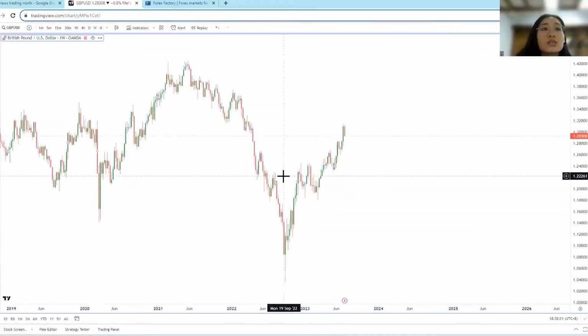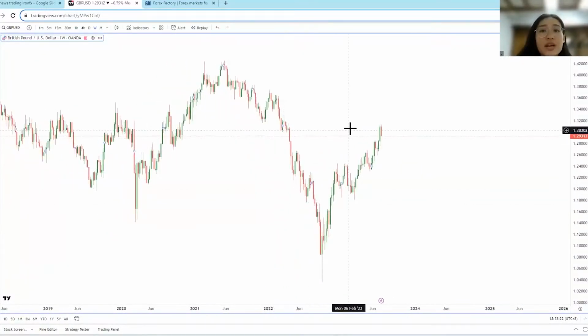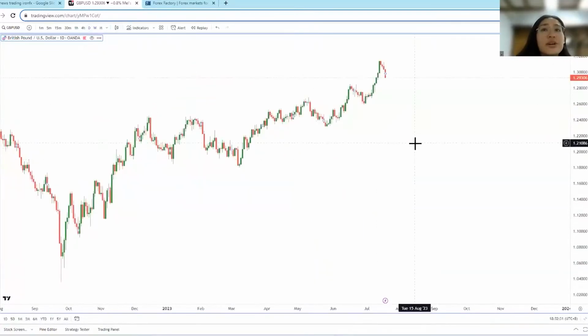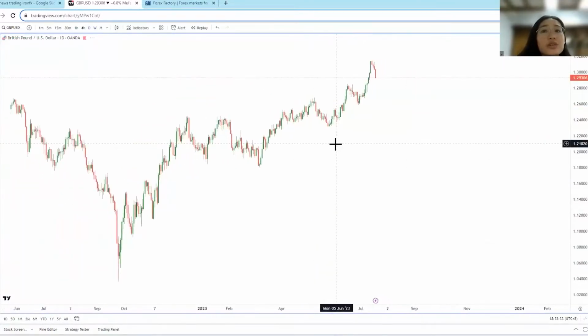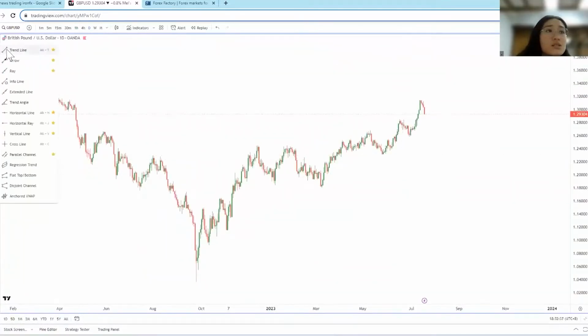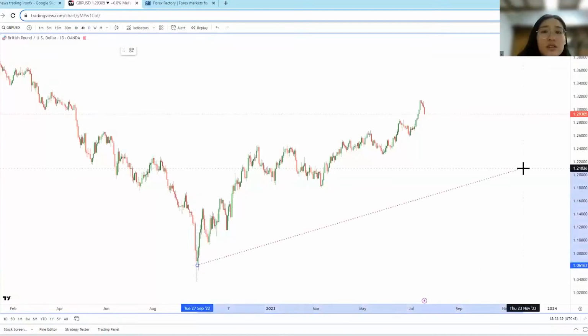Here we have our weekly time frame, and on the weekly time frame, we can see prices headed upwards. Let's take a look at our daily time frame. The daily time frame is also giving us a very bullish signal. We have a trend line here.